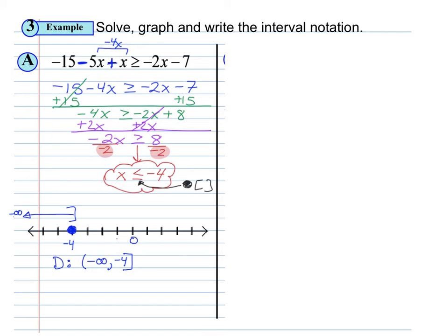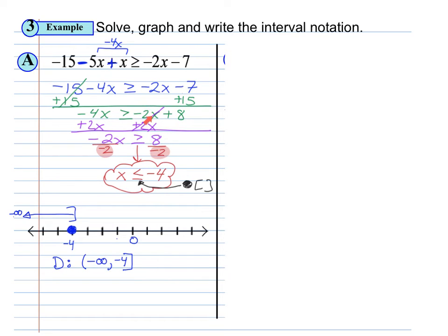For this problem, we're going to combine our like terms. Since we have a negative 5x and a positive x, we're going to combine them. That means we're going to subtract and keep the sign of the bigger number, which is going to be negative 4x. So that's what we got here. We're going to move this negative 15 to the right side by adding its opposite to both sides. The one on the left cancels out. We bring down our 4x, our inequality symbol, our negative 2x, and negative 7 plus 15 is positive 8.